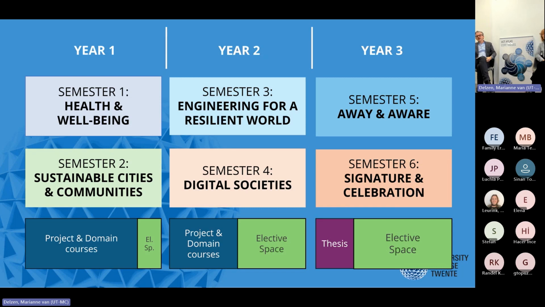But as you can see from this slide, the elective space, so the space in the program that is to be filled by you, becomes bigger and bigger and bigger. And there you have the opportunity to sort of shape your own program and become the new engineer that you want to be. At the end of the program, in the last year, in semester 5, we sort of expect you to go abroad. Or if you're already abroad here, you can also stay here, of course, and pursue your education in, well, a different program.